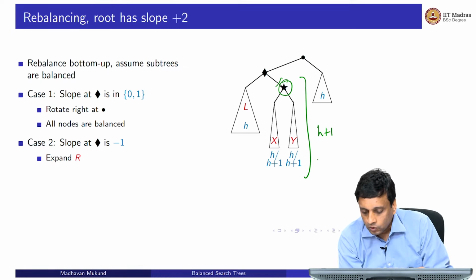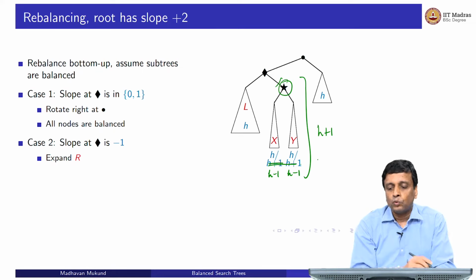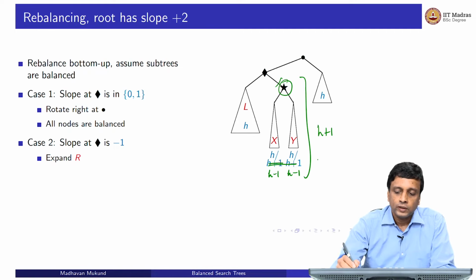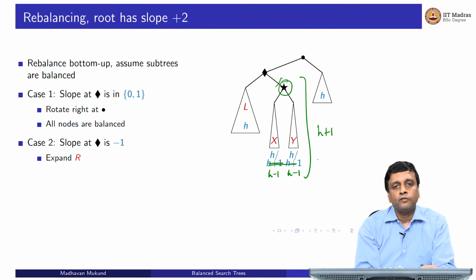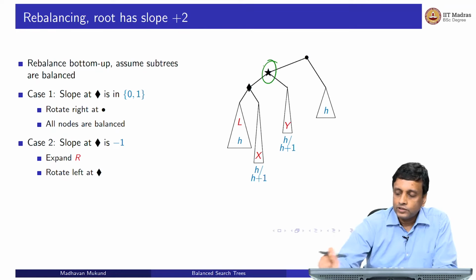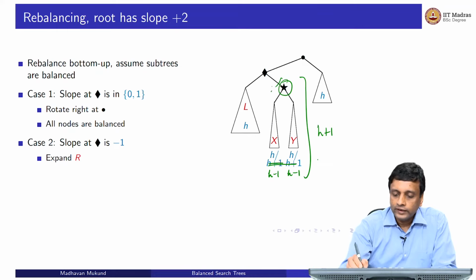So, this should be h or h minus 1. At least one of them has to be h, but the other one could be h minus 1, but not both, because if this whole thing is h plus 1, then one of these two trees must be of height h. So, now I take this thing and I expand it and I have rotated it at this point. So, I take this, and I rotate it here.